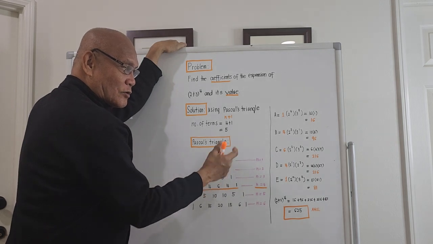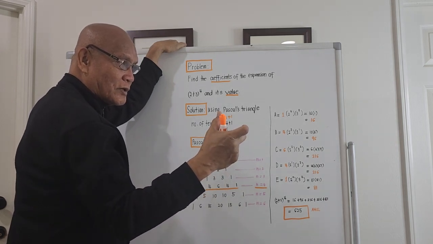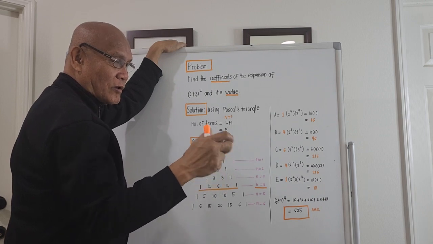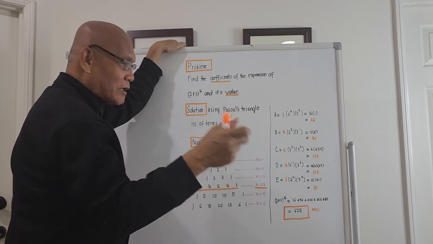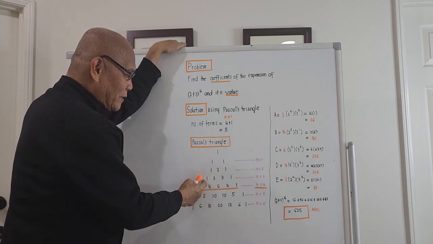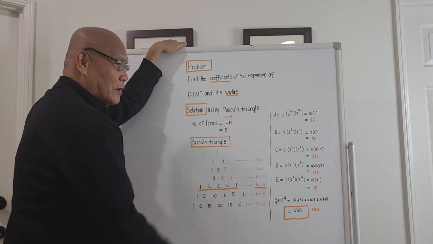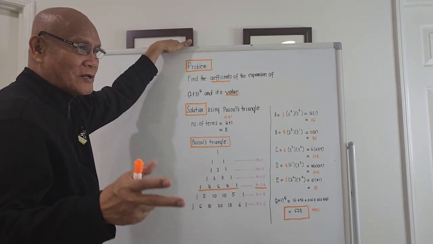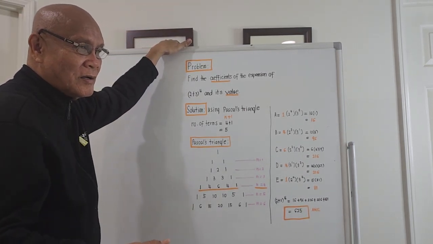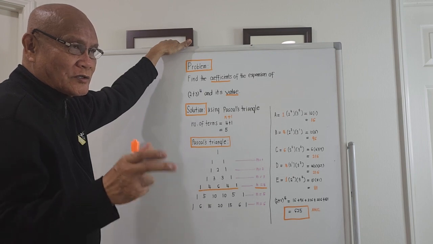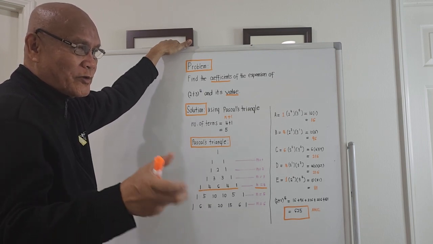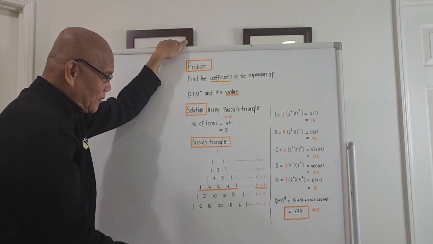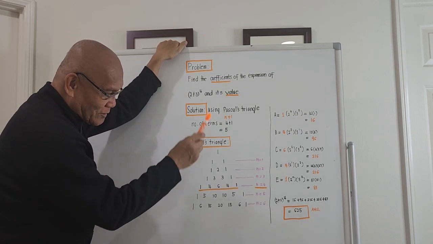Right? So if the power n is 3, the total number of terms will be 4. That is 1, 2, 3, 4. Okay, let's try to bring out the solution by using the Pascal's triangle, to make it simpler to find the value of the coefficients. If we try to construct the Pascal's triangle, it will be something like this.